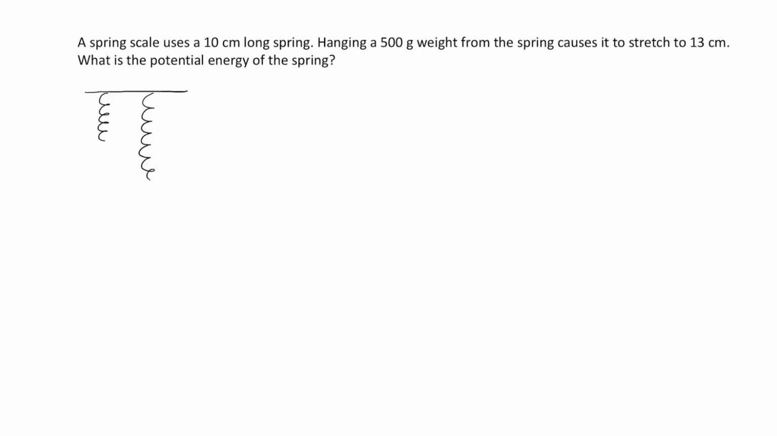In this question, we have a spring scale, and it uses a 10 centimeter long spring. If we hang a 500 gram weight on the spring, it causes it to stretch to 13 centimeters. And we want to know what is the potential energy of the spring. Now the first thing I do is write my spring potential energy equation, which is equal to 1/2 kx squared. Now we will need to use forces to find the spring constant k.